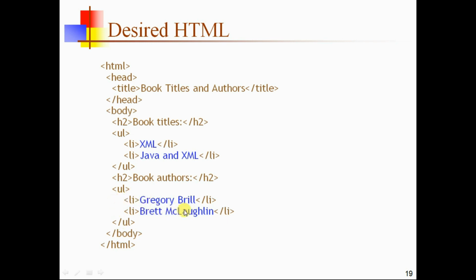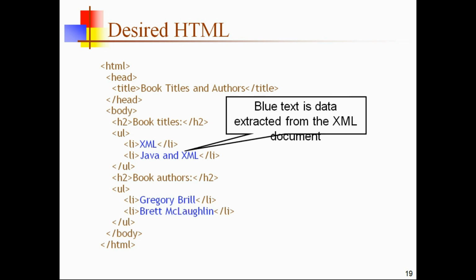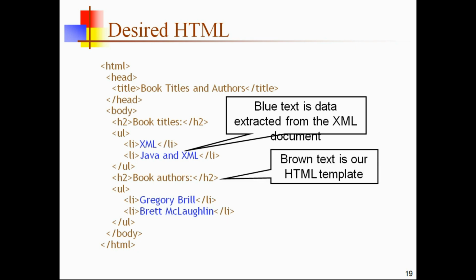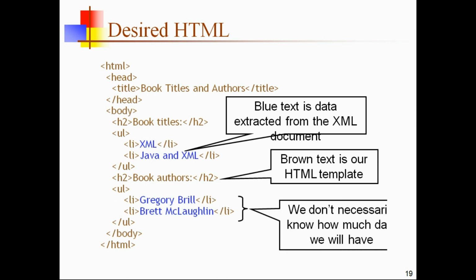Let's see here, the blue text indicates what is extracted from the XML document, and the brown indicates our HTML template. We don't necessarily know how much data we will have, so it will increase.